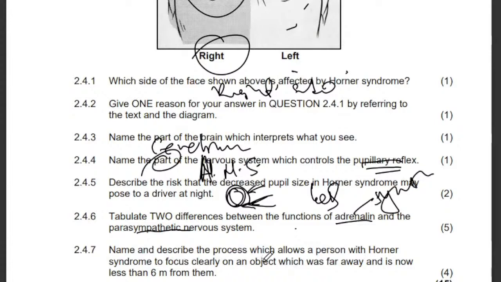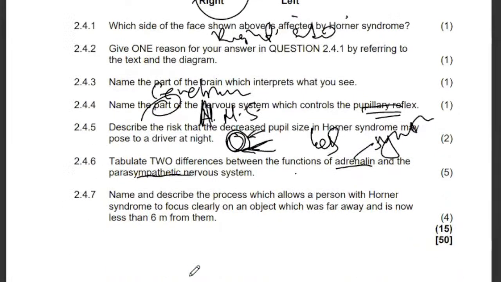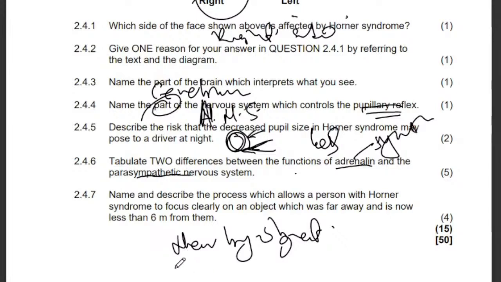Name and describe the process which allowed a person with Hunter's syndrome to focus clearly on an object which was far, and now it is less than 6 meters. So here you explain the nearby object. Yes, nearby object. And when you talk about a near object, this is called accommodation. So mentioning accommodation could be a marking point. Yes, accommodation for nearby object. And then you have to explain accommodation.